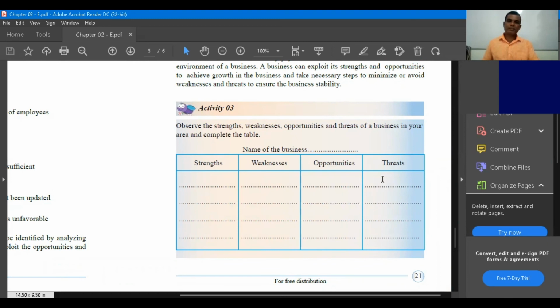Now, for example, if you take Sarath Bookshop: availability of a variety of books, strength; non-availability of some books, weakness; situated in the town, and availability of good readers in the area, opportunity; availability of competitive businesses, threat. In that manner, you can complete this grid as well.